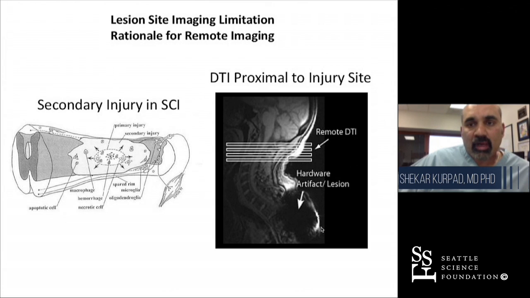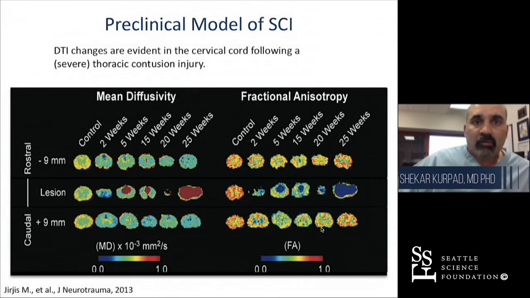So in other words, as shown on the right, when there's injury at a certain area of the spinal cord, remote DTI, further cephalad, we hypothesized would show diffusion changes indicative and predictive of the extent of injury. In an animal model, we and others have been able to show that diffusion changes are evident in the cervical spinal cord, as shown in the top panel, much rostral to the level of lesion following a severe thoracic contusion injury, as well as caudal.